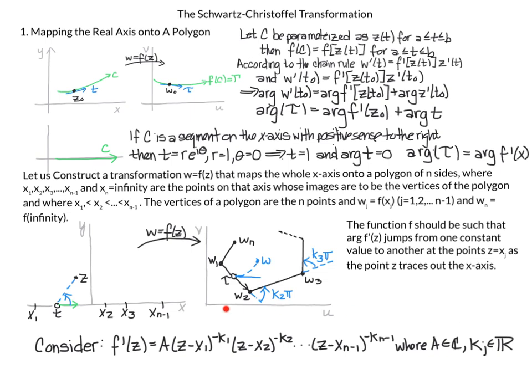And the function we're going to consider is f prime of z is equal to a times z minus x1, this x1 is over here, to the minus k1, and k1 is about the angle we need to transition to at the first vertex, times z minus x2 to the minus k2, and this k2 is about the angle as we meet this second vertex, up to z minus x of n minus 1 raised to the minus k of n minus 1, where a is a complex number, a scaling factor, and the k sub j are all real numbers.